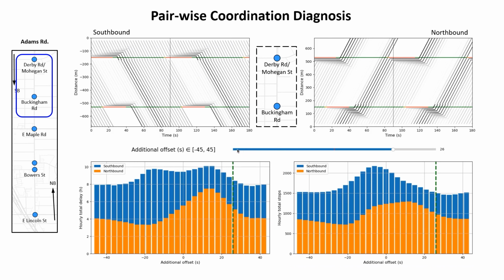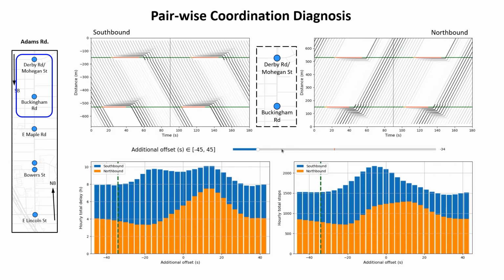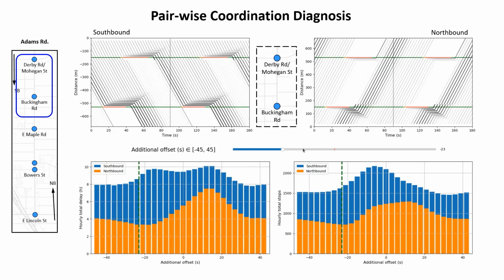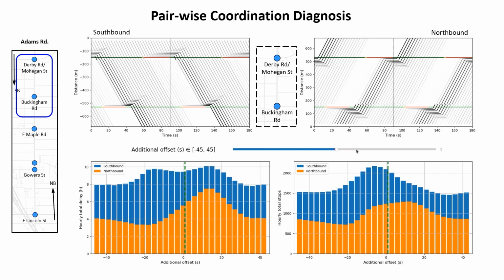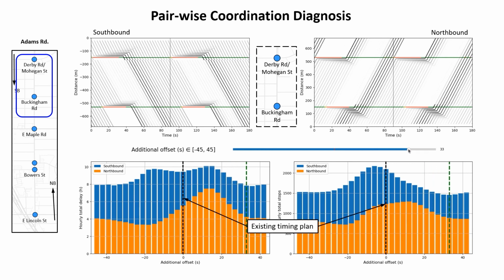As the additional offset changes, the green dashed line indicates the predicted hourly delay and total number of stops. The optimal additional offset in terms of the minimum delay and number of stops occurs at an additional offset of 33 seconds. Considering the existing timing plan, we can visualize the coordination optimality gap as the difference between the current performance and the predicted performance at the optimal additional offset.